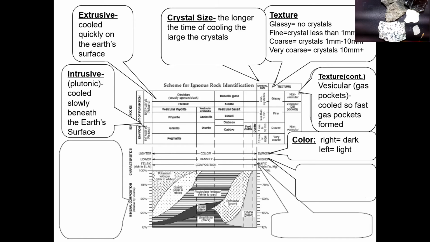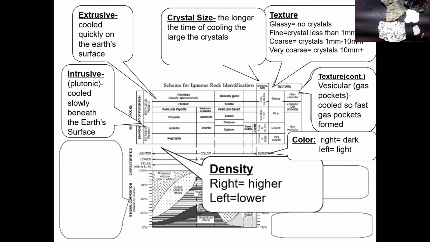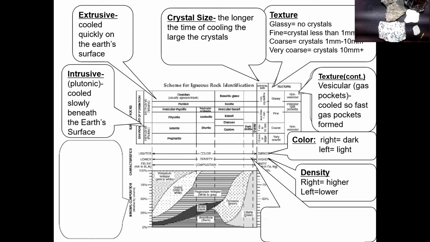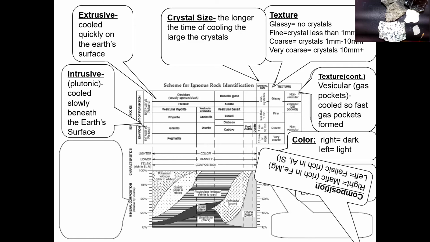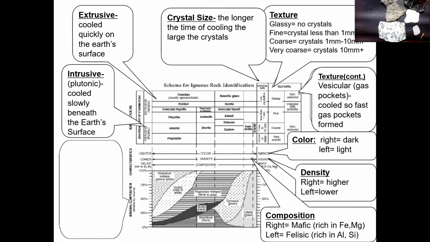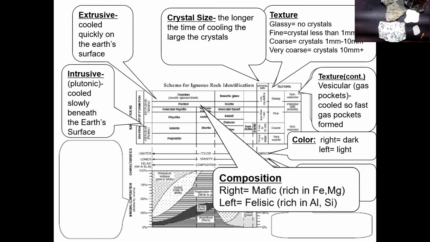Same deal with density. If you're to the right of the word density, you have a higher density. And if you're to the left of the word density, you're lower. Again, nothing you have to memorize because it's just right there on the reference table. And finally, what's called composition. This one gets a little weird, even though it's still right there on the reference table.